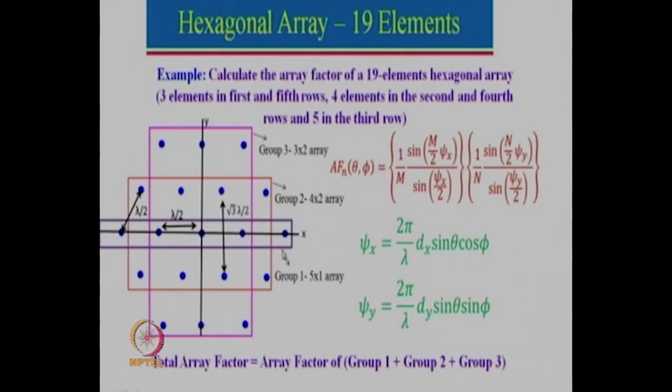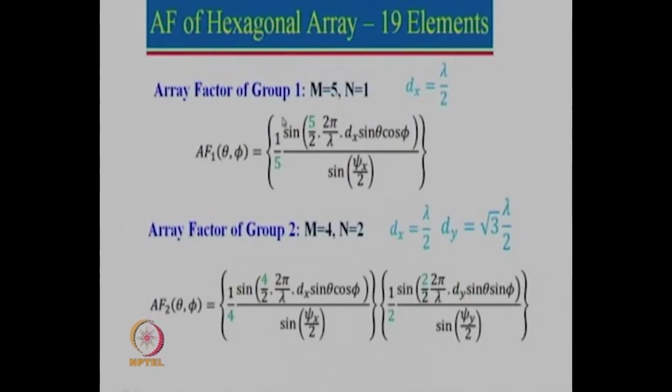Now all we need to do is find out the individual array factor for each of groups 1, 2, 3. So let us see what we have. For the array factor of group 1, we have 5 elements and 1 element. So all we need to do is put m equal to 5, and what is dx? That is equal to lambda by 2. Then we have a second group where we had 4 elements.